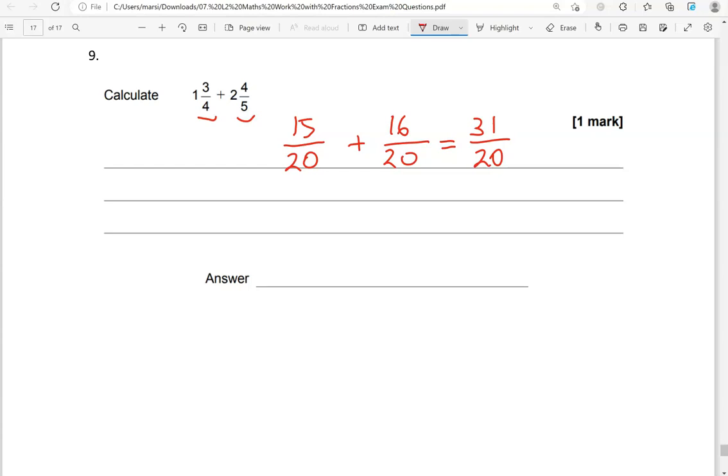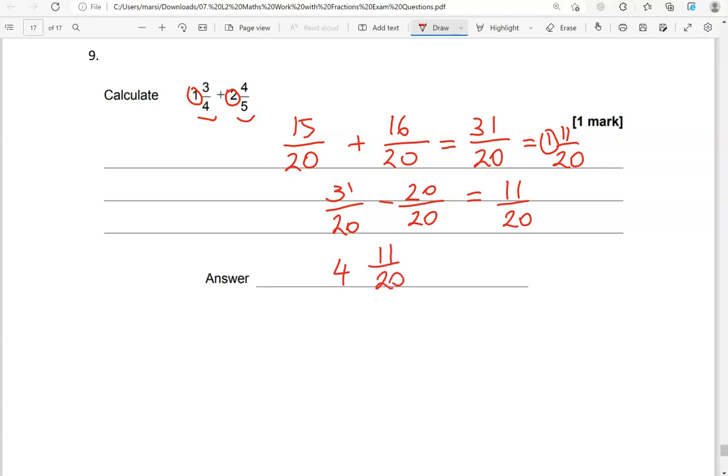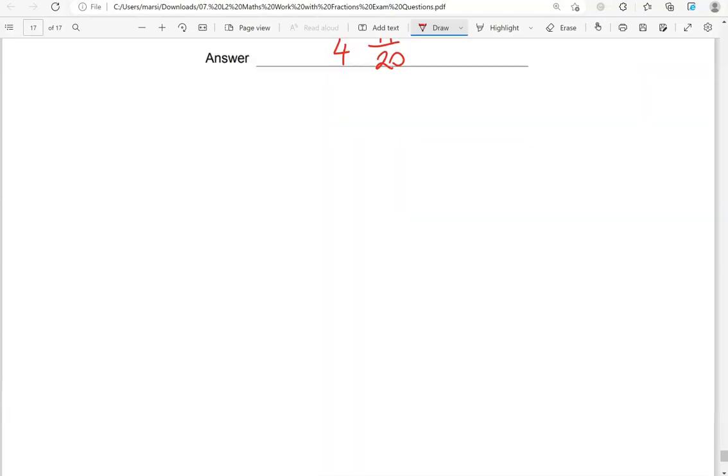So that's more than 1. So that's more than 20/20. 31, take away 20. That gives us 11/20. So this is equal to 1 and 11/20. So we've got 1 and 2, which is 3, and the 1, that is 4. So 4 and 11/20 would be the answer. And this is the end of the questions.